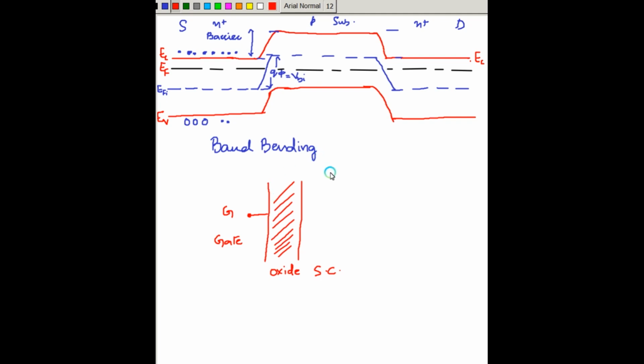So for an N-type MOS, we'll have a P-type substrate. So for an N-type MOS, we have a P-type substrate. So this is our metal gate.